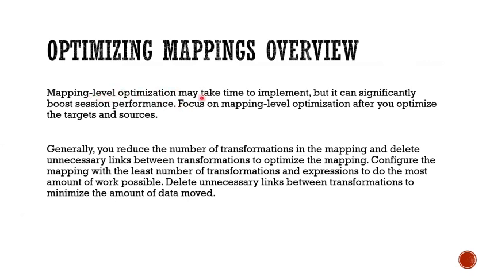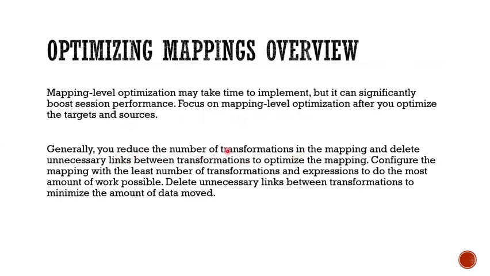The mapping level optimization may take time to implement, but it can significantly boost session performance, right? So focus on mapping level optimization after you optimize the target and source. Suppose in the last session I was explaining source and target optimization. Now I'm explaining the mapping level optimization. So generally you reduce the number of transformations. Mapping optimization just contains multiple transformations, right? Here just try to explain.